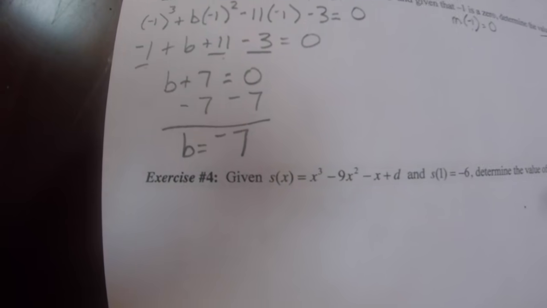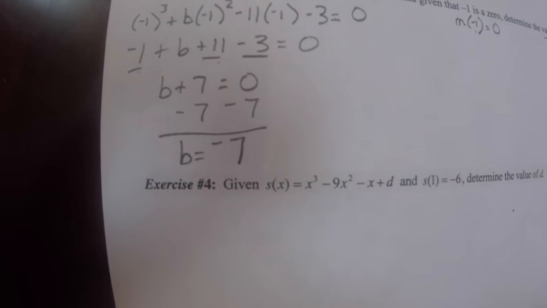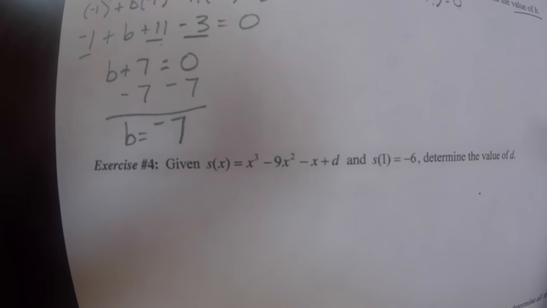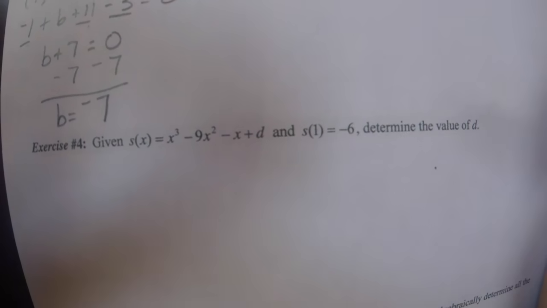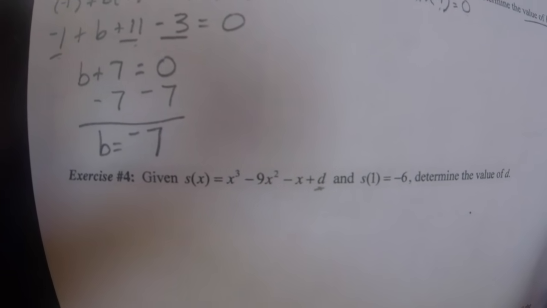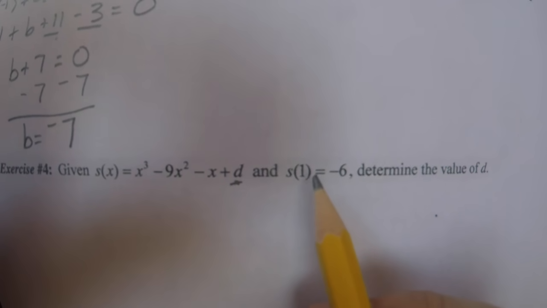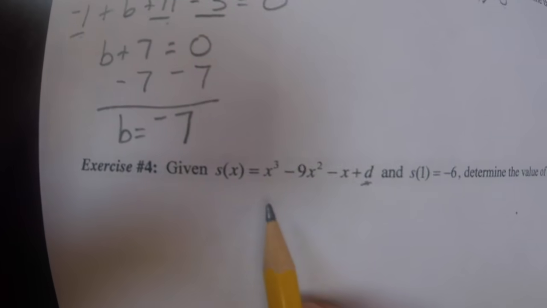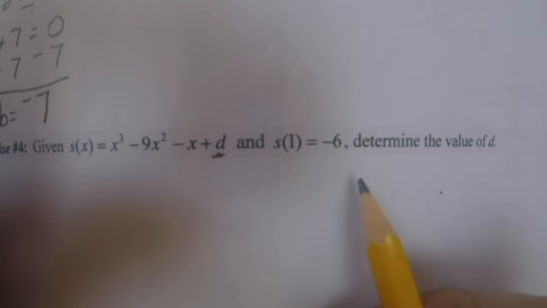Given Regents question. This one's highlighted. Given s of x is x to the third minus 9x squared minus x plus d, and s of 1 equals -6, determine the value of d. So we have to figure out what constant is out here. Using only this information, if I plug in 1 into this function for x, what do I get? Well, they're telling me I get -6.